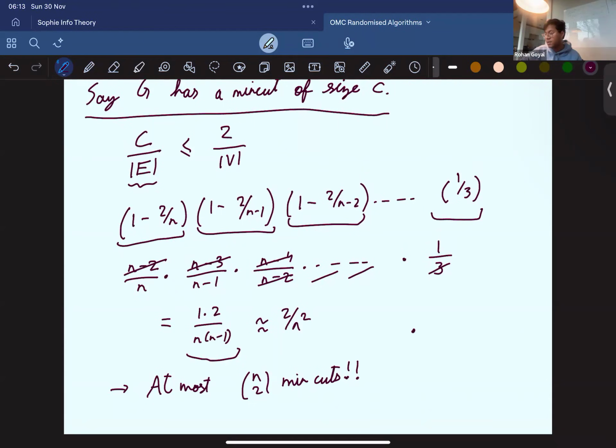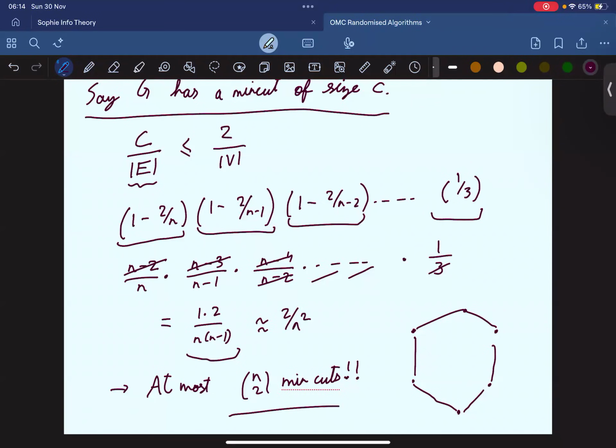And this is tight. You can see this by considering the cycle on n vertices. The min cut is of size 2, and any of the n choose 2 pairs of edges will form a min cut. Removing any two edges disconnects the graph. So this is actually tight. This is one incredible thing that comes out from this algorithm. Does that make sense? Yeah.